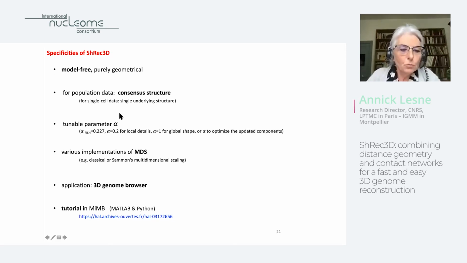The important point is that it is model free, purely geometrical. For population data, it provides a consensus structure, whereas for single cell data, it gives a single underlying structure. There is a tunable parameter alpha, so all the contributions to the proper value of this exponent could be used here. There are various implementations of the multidimensional scaling, the part where we pass from the distance matrix to only a three dimensional structure, and this application to a 3D genome browser.